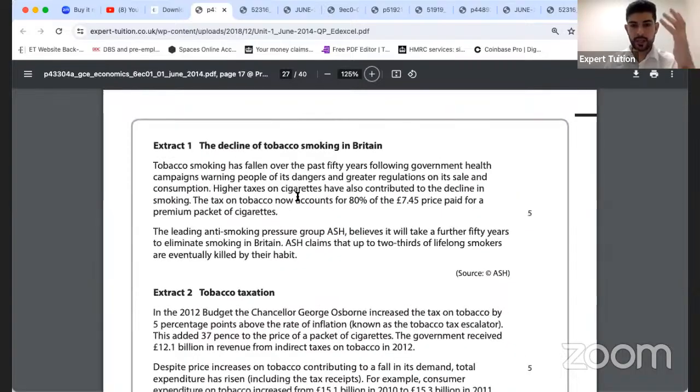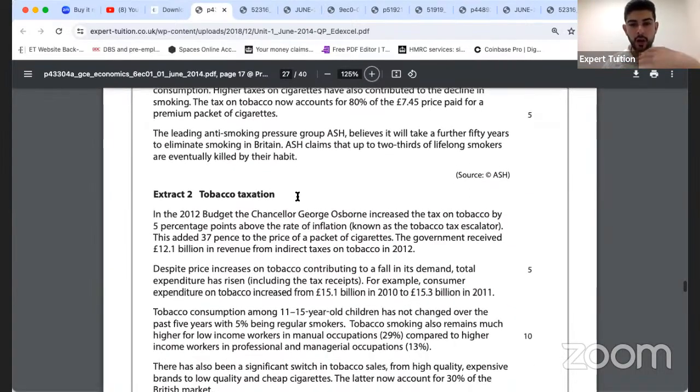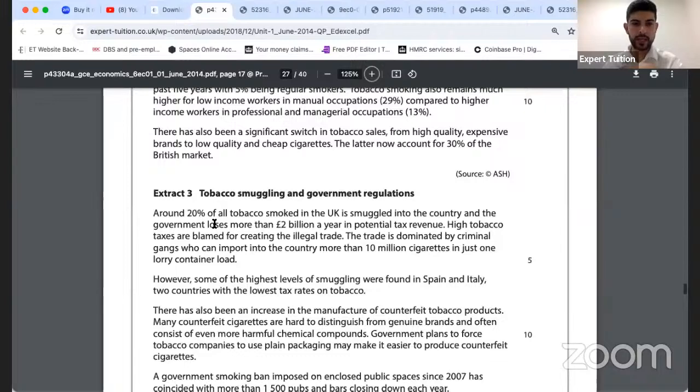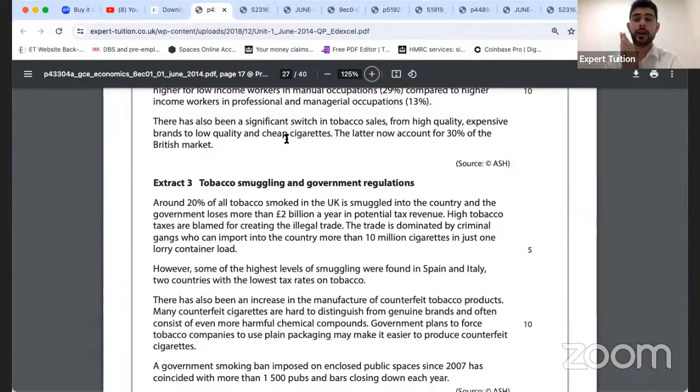The data, to give you some context, a lot of what I needed to talk about was this. Extract C is all about tobacco smuggling and illegal activity and how people turn to the hidden economy, etc. Let's go. Government failure as a definition is going to be this: government failure is where government intervention results in a net welfare loss compared to the free market solution. Cool? That is our starting point.